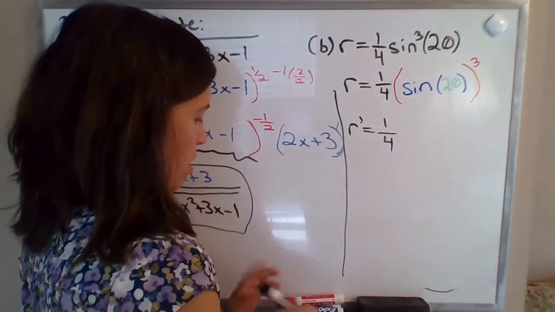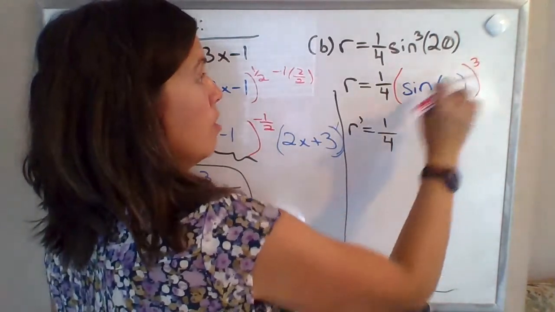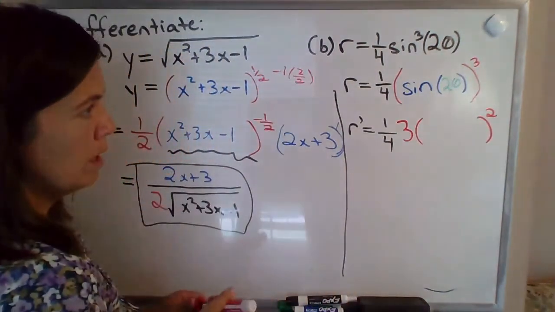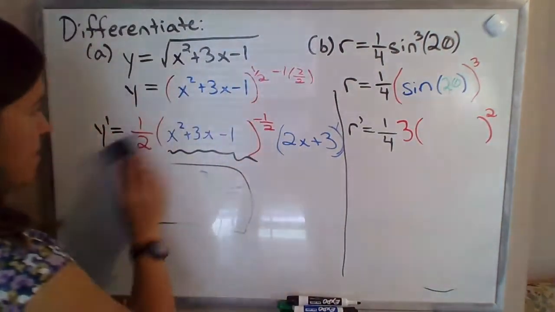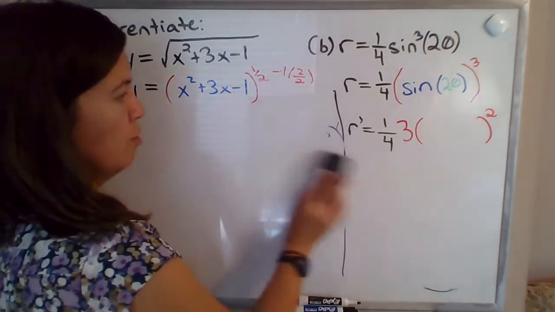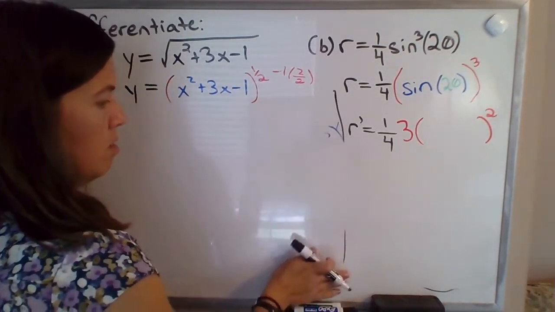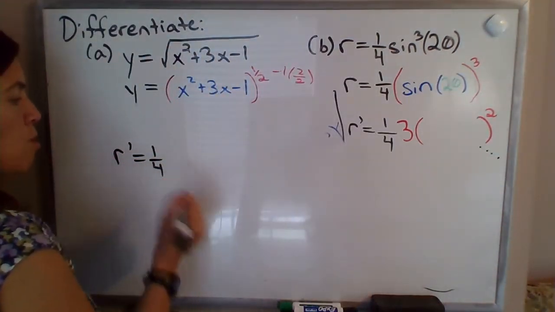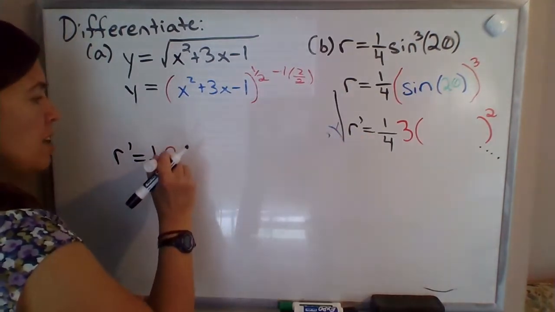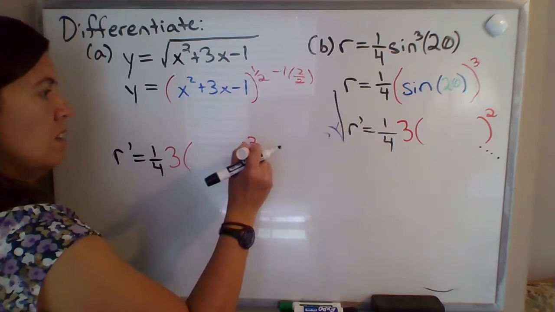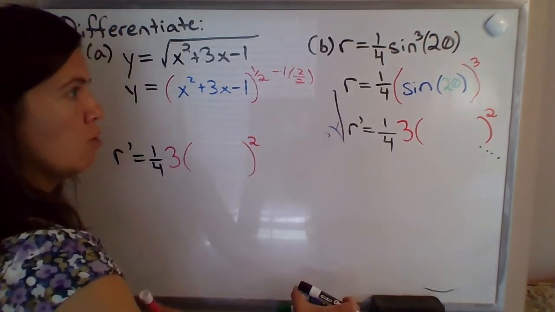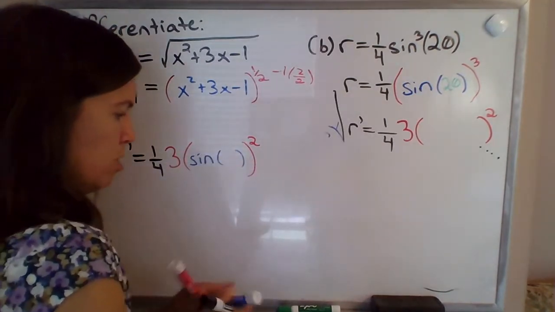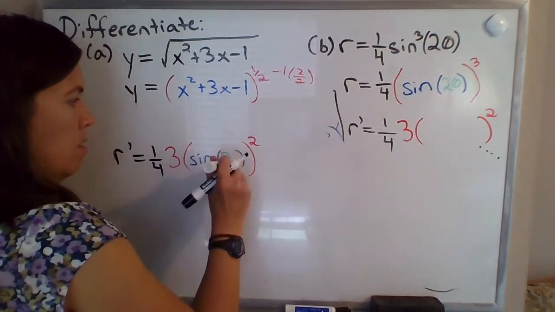I'm trying to organize my colors here. The 3 comes down. Leave the inside alone. Take 1 away from the exponent. Oh, I'm going to run out of room, aren't I? Hang on, I'm going to move this over a little bit. Let me start rewriting it over here. The 1/4 is a constant coefficient. Then we're differentiating the outermost layer, so the 3 comes down. Leave the inside alone. Take 1 away from the exponent, so it's to the second power now. We left the inside alone. That's sine of 2 theta.